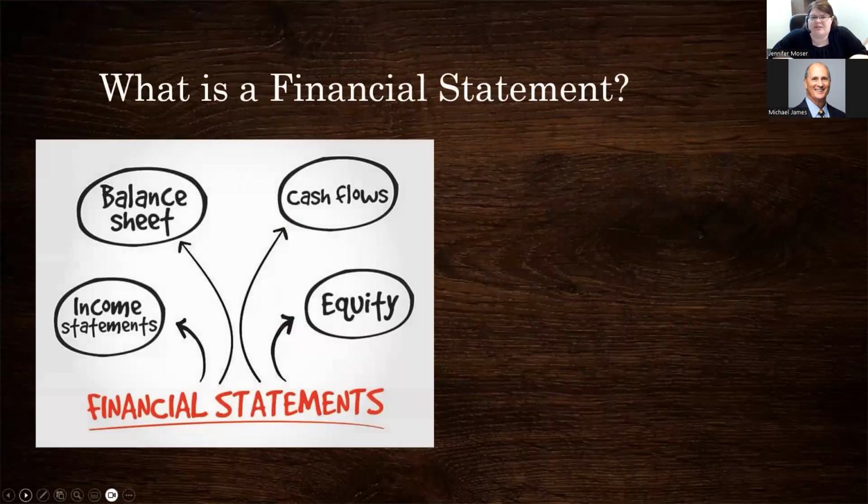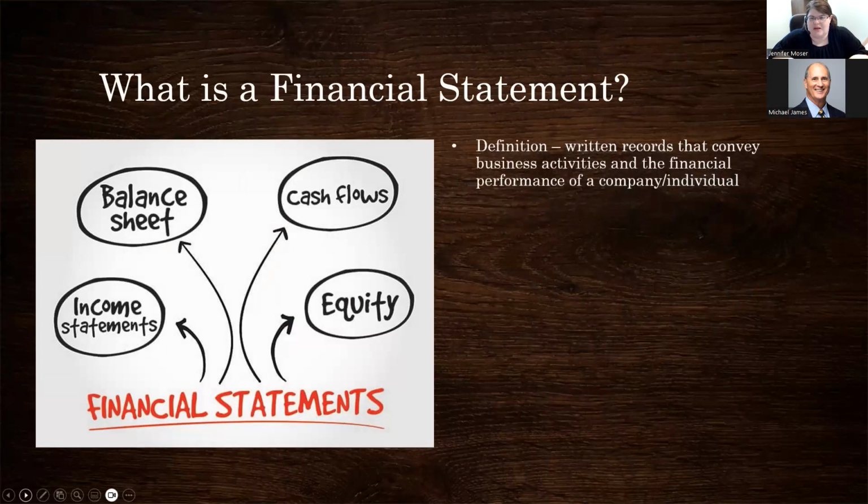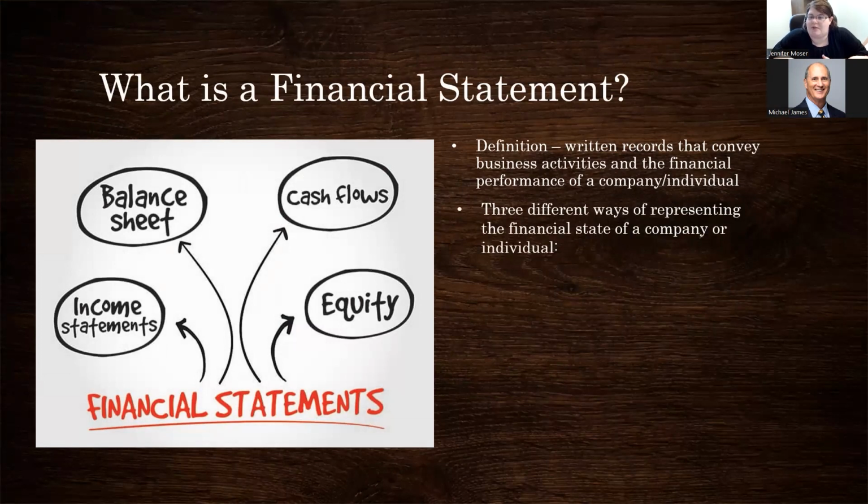So the first question we always have to ask is, what is a financial statement? The definition of a financial statement is a written record that conveys business activities and the financial performance of a company or individual. Now, there are three different ways of representing the financial state of a company or individual. In the picture, we give a general overview. We have income statements, balance sheet, and cash flows. We're not really talking about equity today. We will get to that in another webinar.